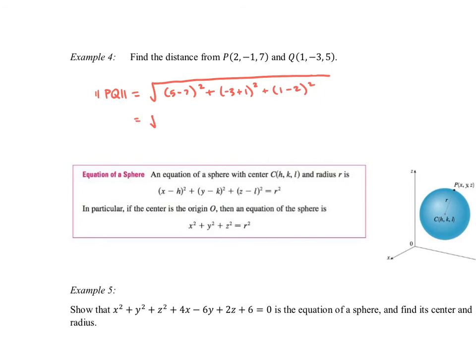So we get the square root of 2 squared, which is 4, plus negative 2 squared, which is 4, plus 1 squared, which is 1. And we get the square root of 9, which is going to give us a distance of 3. So there you go. Distance formula, nice and easy.